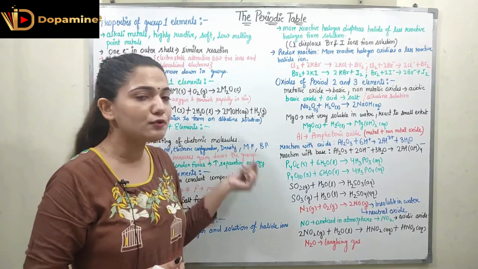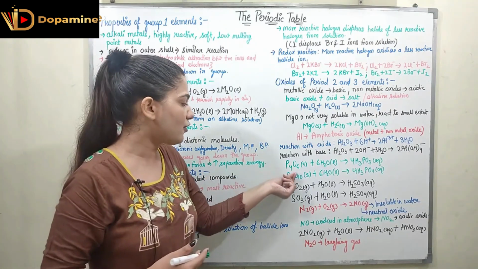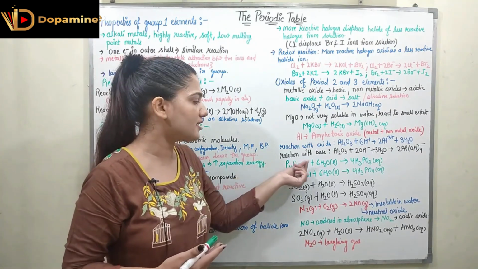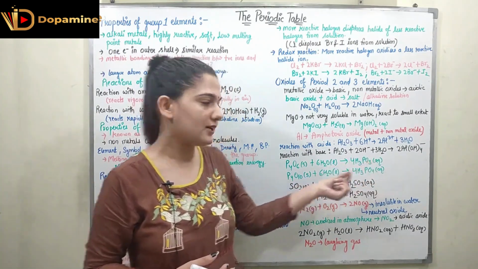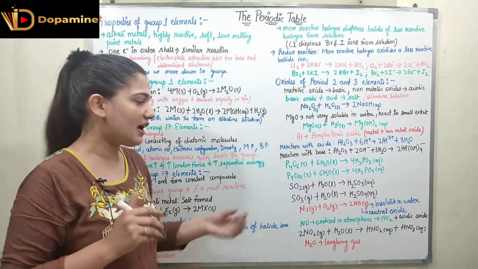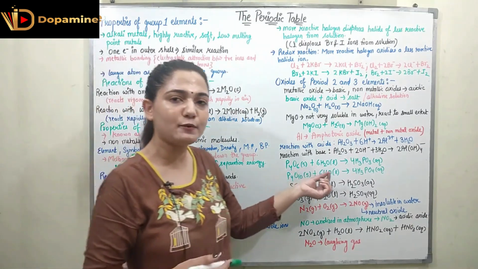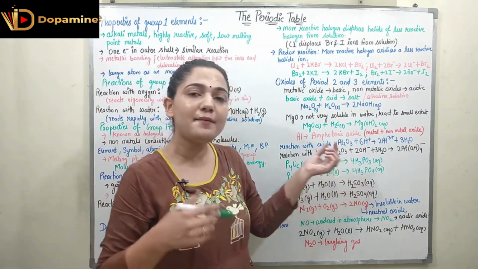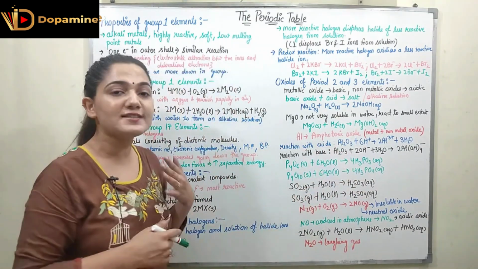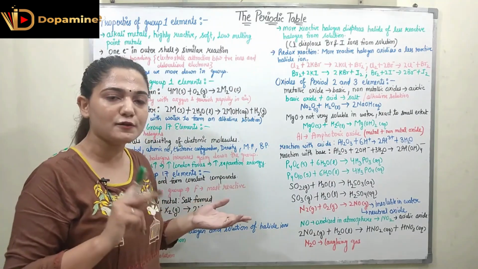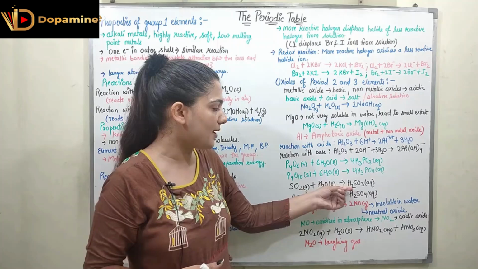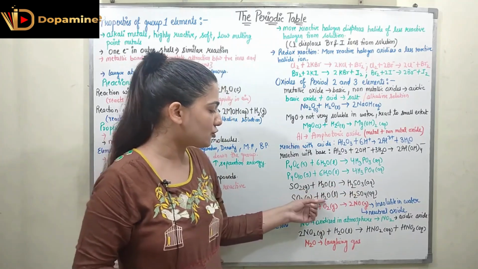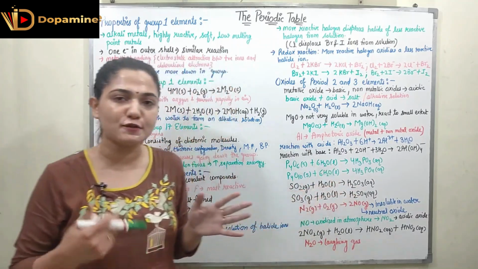Now coming to the phosphorus oxides. We have two types of phosphorus oxide, P4O6 and P4O10. P4O6 is going to react with H2O to form H3PO3, right? Or if I have P4O10, it is going to react with H2O to form H3PO4, right? Coming to the sulfur oxides. Sulfur oxides are also of two types, SO2 and SO3. SO2 is going to react with H2O to form H2SO3. SO3 is going to react with H2O to form H2SO4.